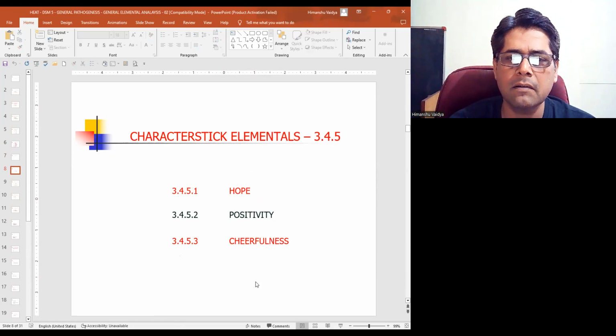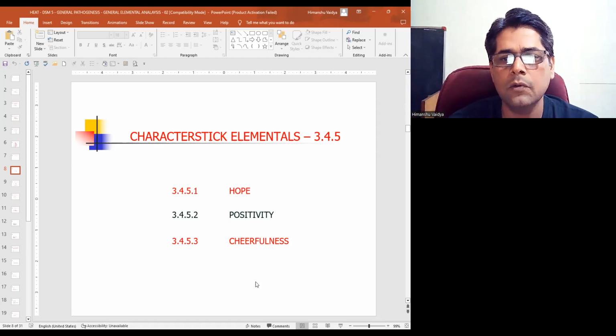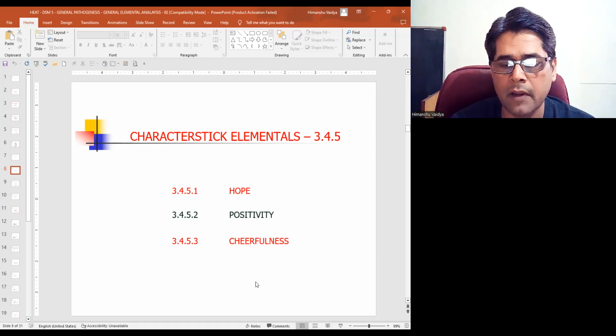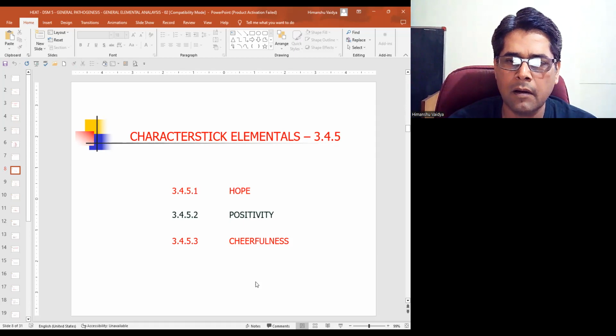Characteristic elementals, or the opposites of them, because they are on a continuum: hope to hopelessness, positivity to negativity, cheerfulness to depressiveness. So the natural stable value of these variables is very important in the interpretation of experiences. And they govern in a way how much affect is generated, especially negative affect, and then results in pathology.